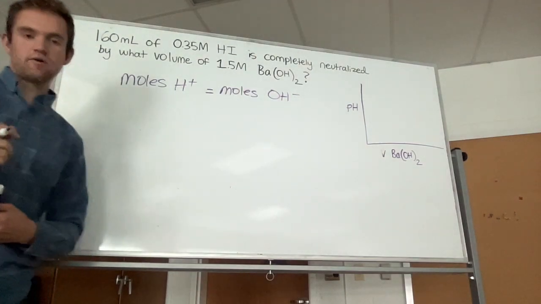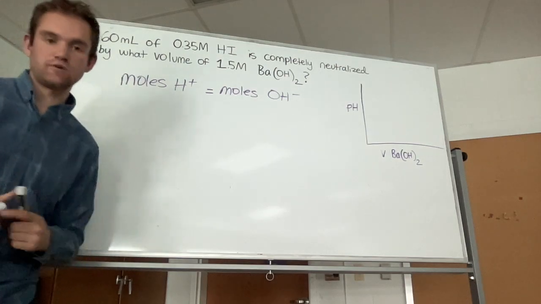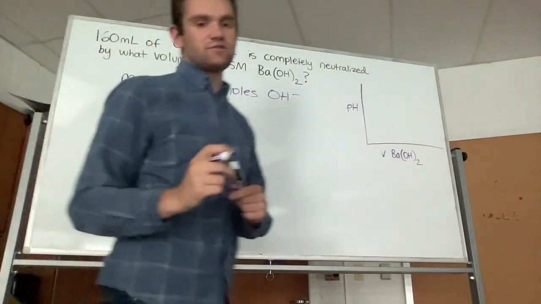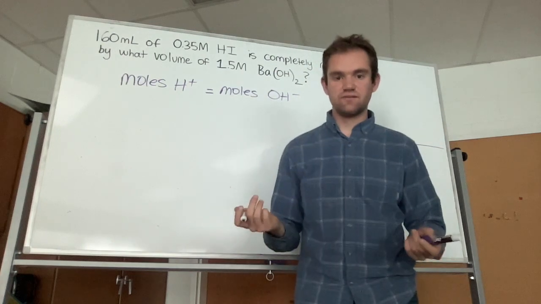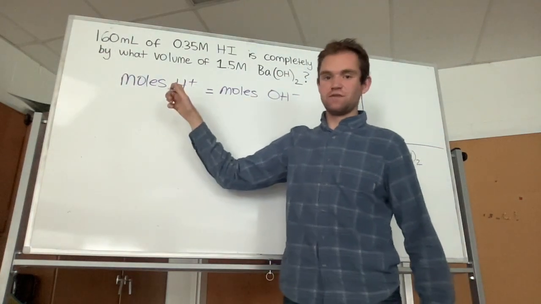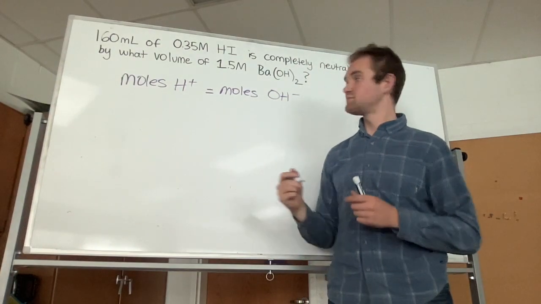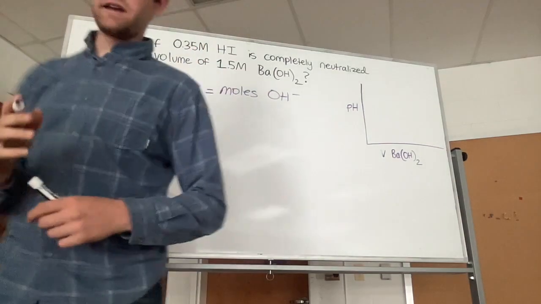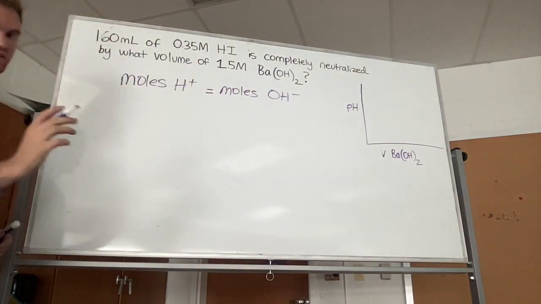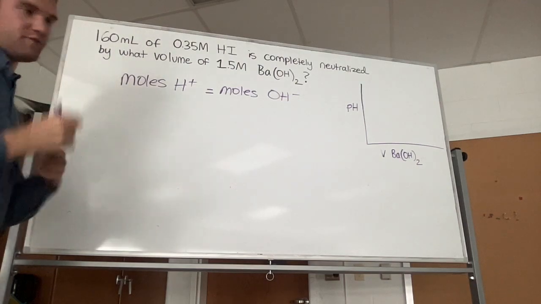All right, so now we're going to figure out what this means. Well, I can just do concentration times volume. Concentration times volume is just moles. So my concentration times my volume of the acid should equal the concentration times the volume of my base. But be very careful here. In order to do this right, you need to know the reaction here. So I'm going to write the reaction down.